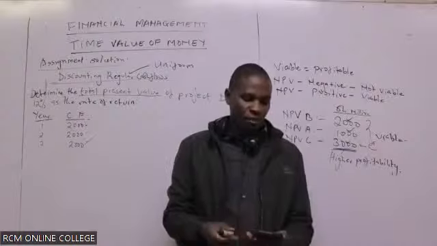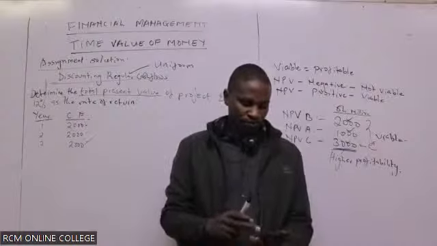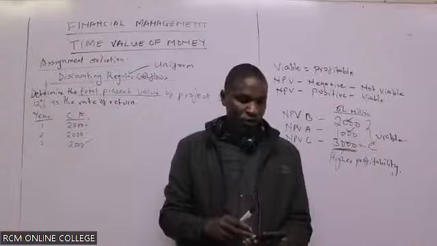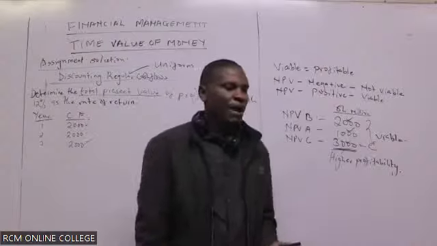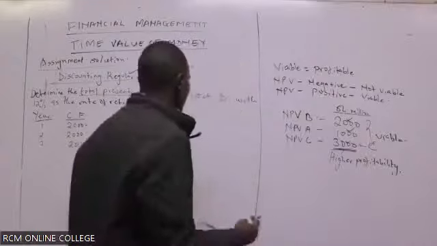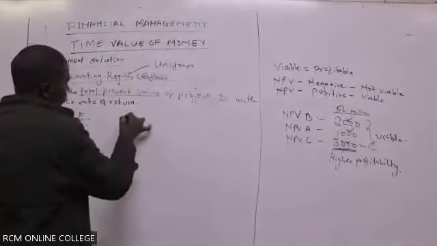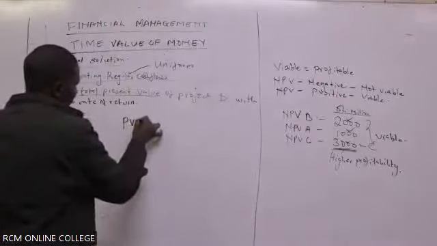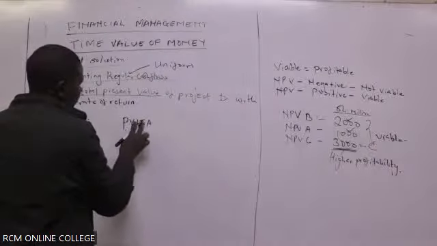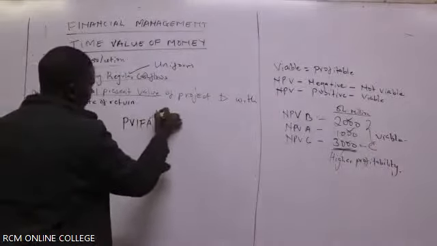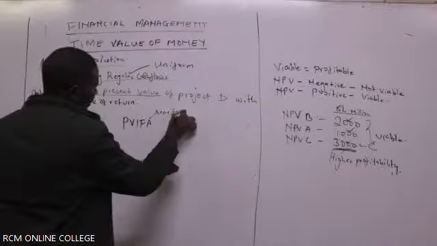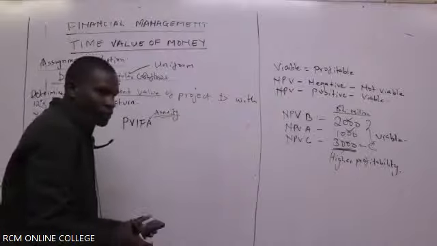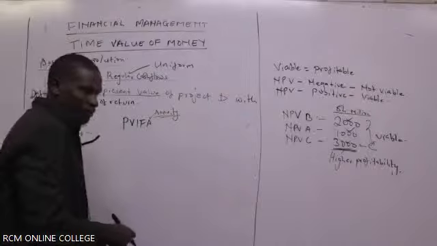Which factor should we use? Somebody to remind us. PVFA. Please, it is very important. Present value interest factor of annuity. What changes here is that we have an annuity. Annuity stands for uniformity.